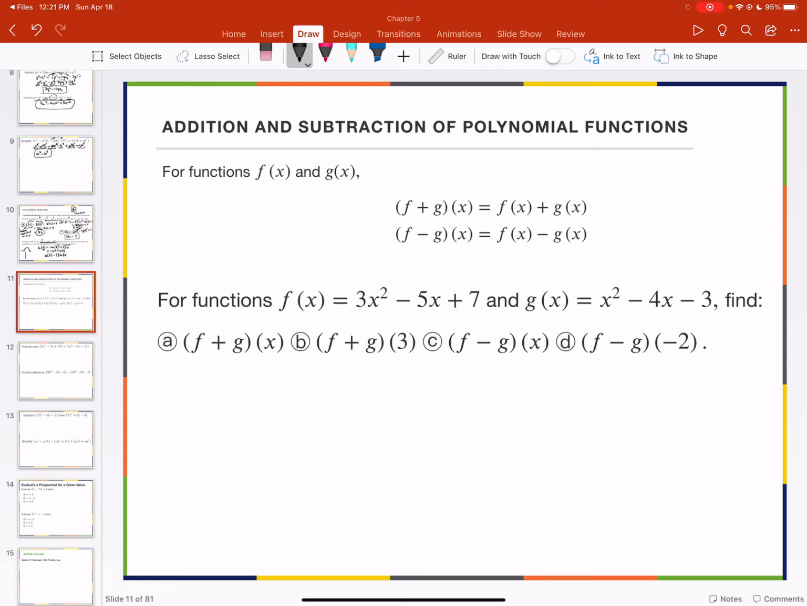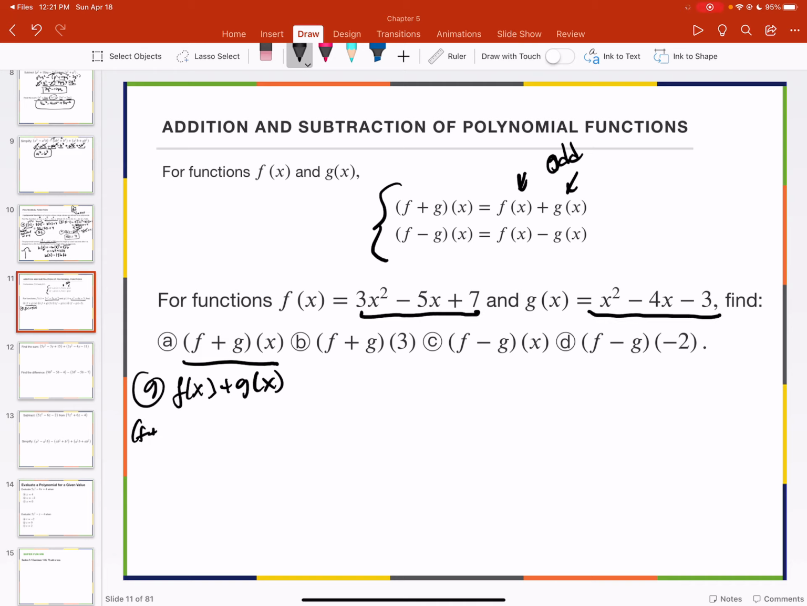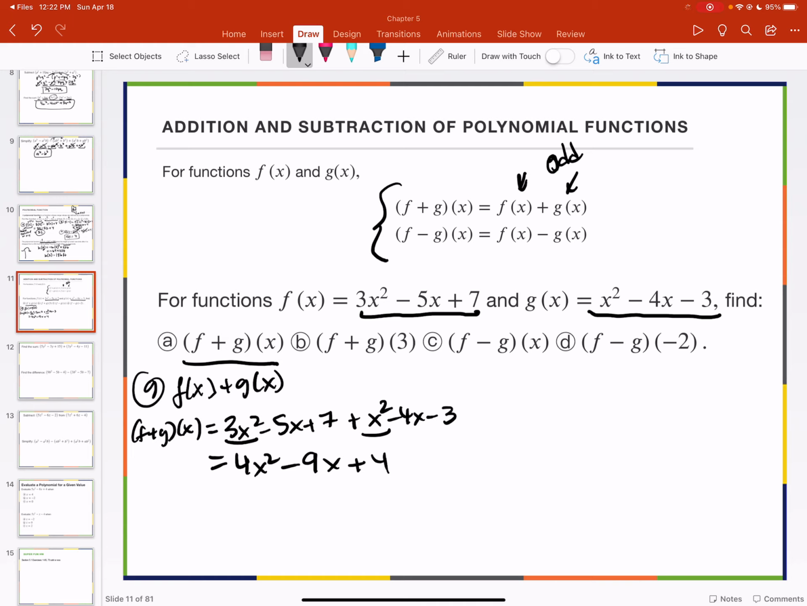So when you see this notation, again, it's just symbols telling you what to do. Just take f of x and add it to g of x. So add them together. Okay, so then here we have f of x plus g of x. You just write down, this is f of x and this is g of x. So f plus g of x is equal to 3x squared minus 5x plus 7, plus g of x, which is x squared minus 4x minus 3. So then combining like terms, 4x squared minus 9x plus 4, right? Like terms.